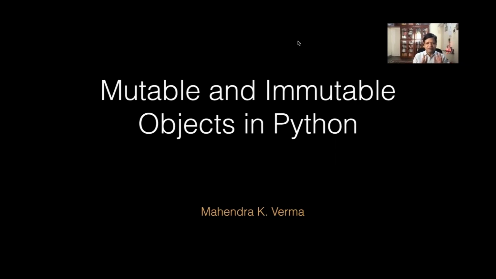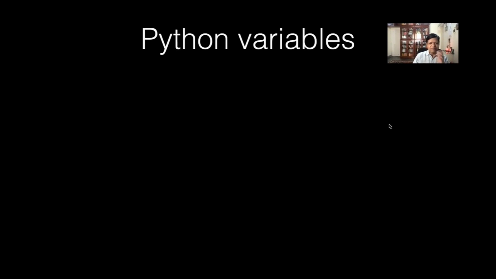Now these objects, these data types have certain properties, which is connected. I mean, that property I'm going to show you today. So mutable and immutable objects in Python. So we need to first understand what is a Python variable or Python object. In fact, everything in Python is object.